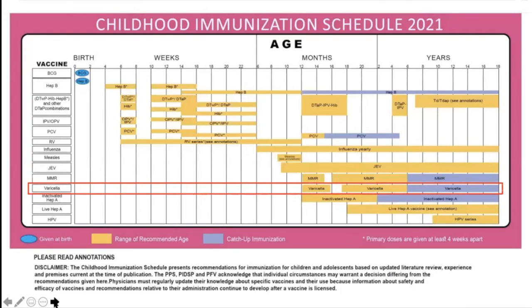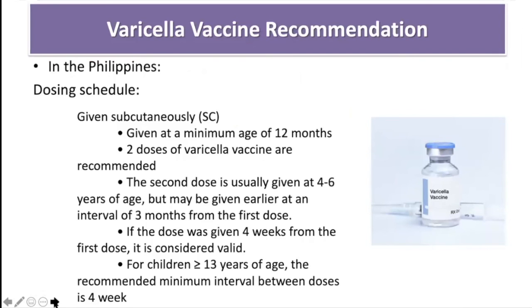So vaccination against varicella is also part of the childhood immunization calendar of the PPS, PSP, and PFV. It is given as a two-dose regimen given at as early as 12 months of life, and the second dose can be given at 4 to 6 years of age, but it can be given earlier at an interval of 3 months from the first dose. However, if the second dose was given at 4 weeks from the first dose, it can already be considered valid.